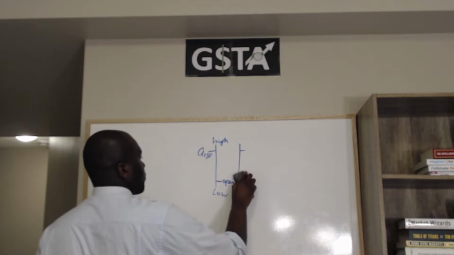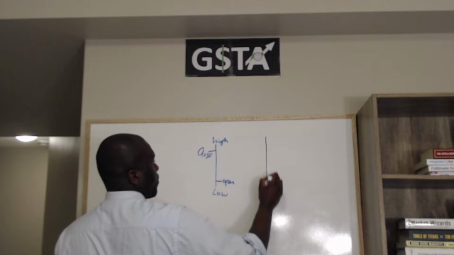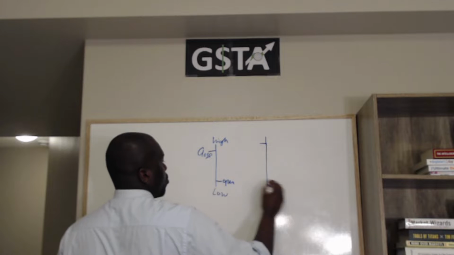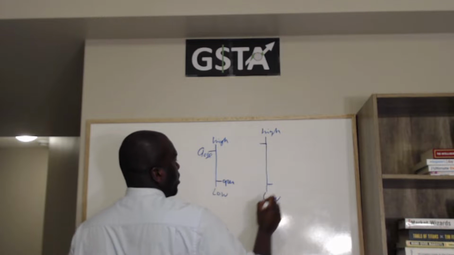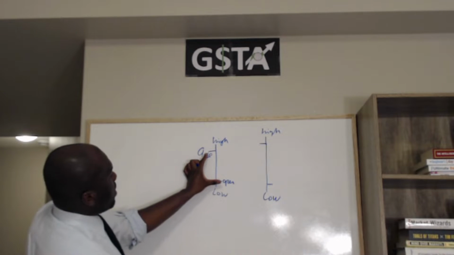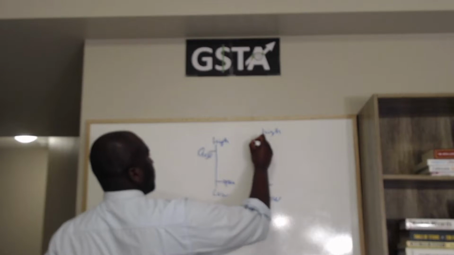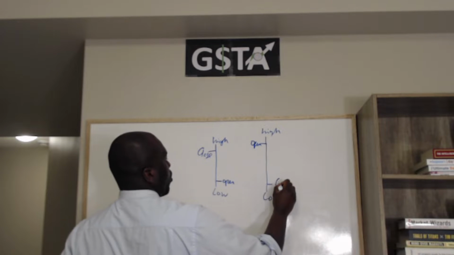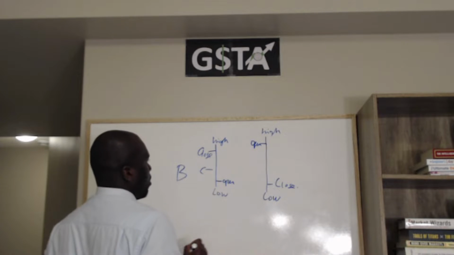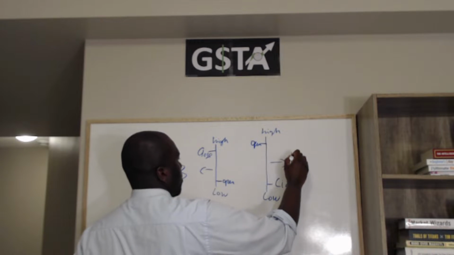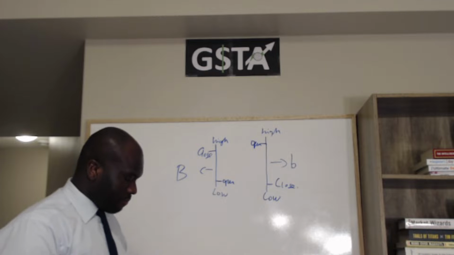I can put that here. So here is still high, low. The only difference is the inverse. Here we have the open, there we have the close. So here we have the open, and there you have the close. So here it's a bullish candle, and here is a bearish candle, right? So bearish candle, bullish candle, okay?